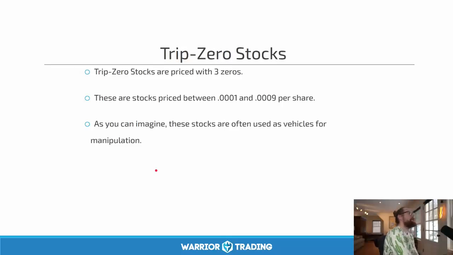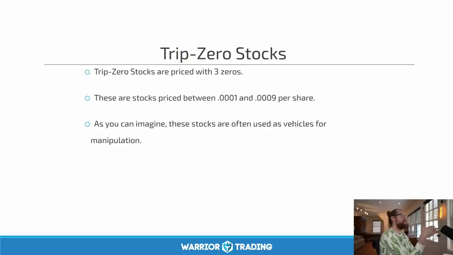And then you have what's called triple zero stocks. Triple zero stocks are priced with 3 zeros. So how does that even happen? 0.0001. That is the very end of the line. That's the bottom of the market. 0.001, that's the bottom of the market, and that's a pink sheet stock. You're never going to see a stock like that on the New York Stock Exchange or NASDAQ Stock Exchange. They are at the very bottom.